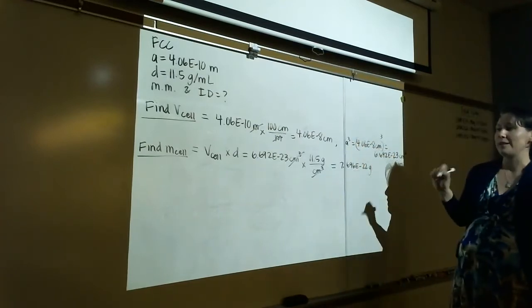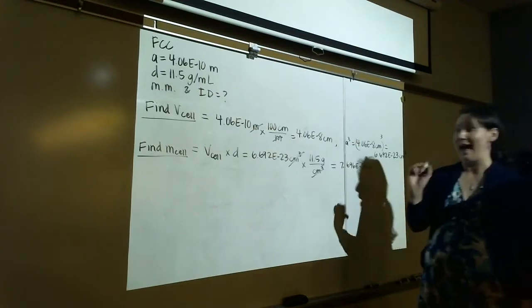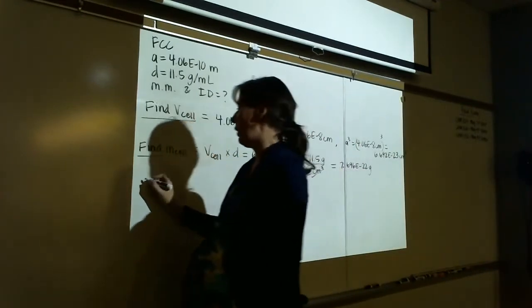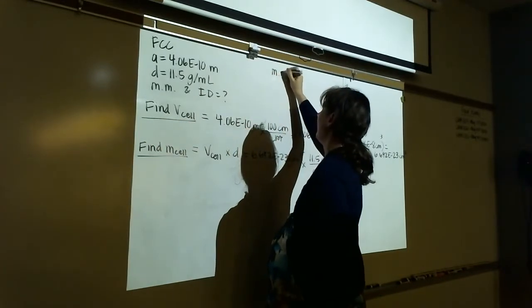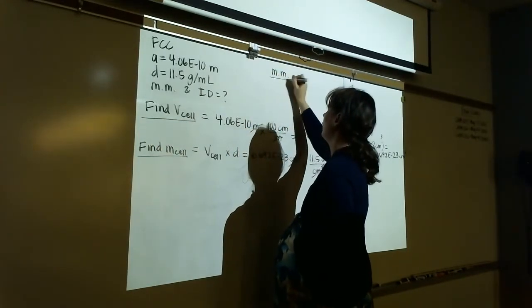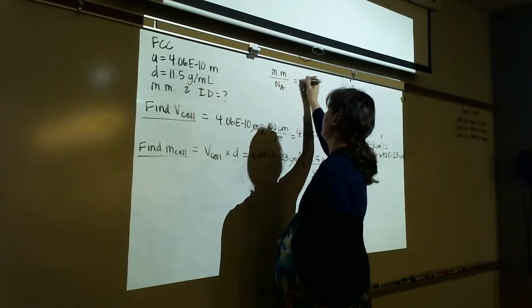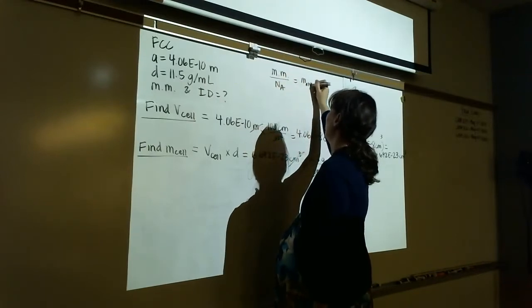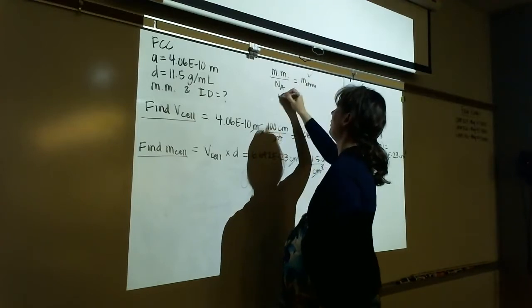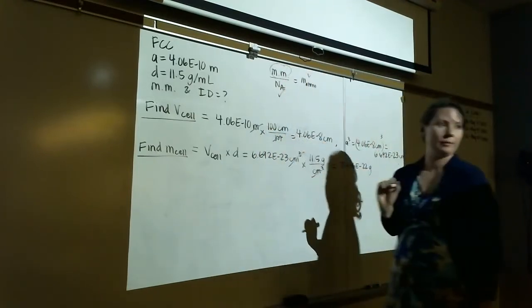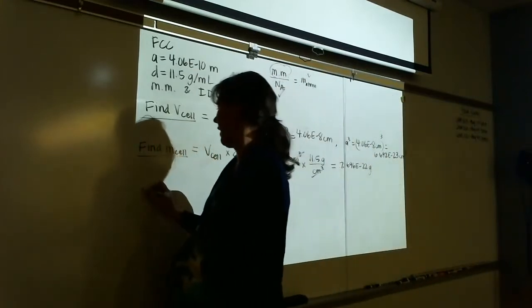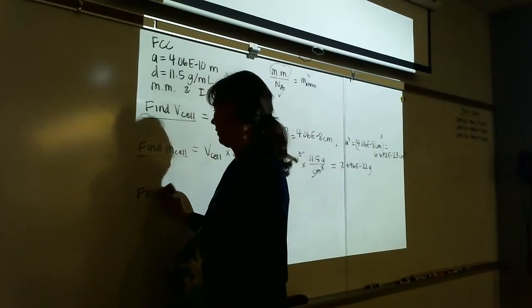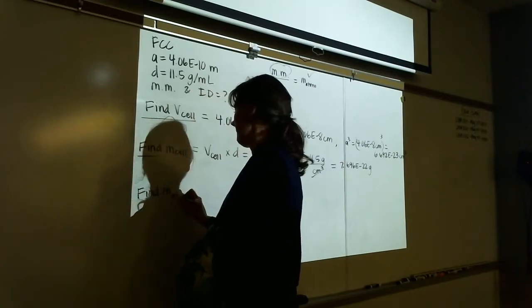But I don't want mass of the cell, I want mass of the atom. Why do I want mass of the atom? Because ultimately, molar mass over Avogadro's number is equal to mass of an atom. If I know this and I know this, I can solve for this. Okay, that's why we're going to find mass of an atom. So how do I turn mass of the cell into mass of an atom?